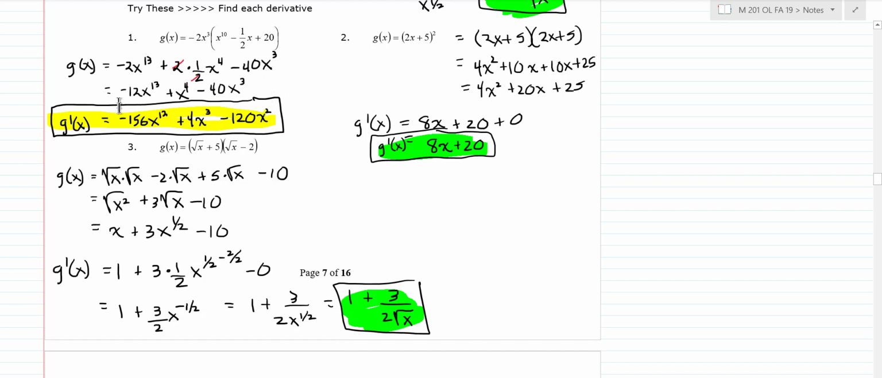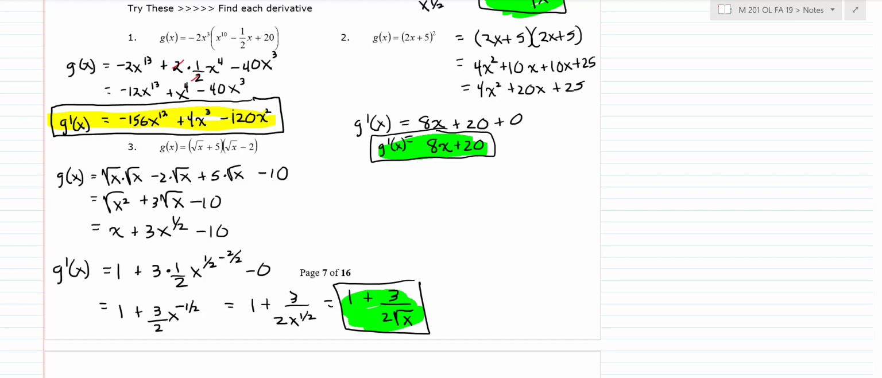Step 1's just due to the algebra. So when you multiply it out, you should get negative 12, x to the 3rd, plus x to the 4th minus 40, x to the 3rd. Okay, then it's just kind of your calculus. So power rule. Bring that down, multiply by 12. That would be negative 156, x to the 12th. Plus 4x to the 3rd minus 120x to the 2nd. That's what you should get.